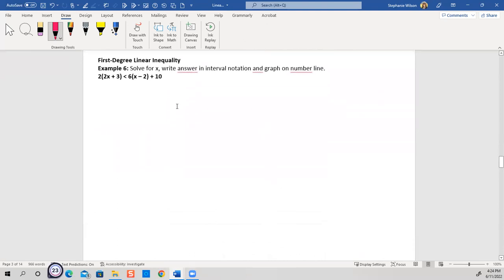Let's solve the first degree linear inequality. All right, so we have this linear inequality right here. We have this linear, which is first degree, and the inequality, right? That's a less than here. So let's solve for this.